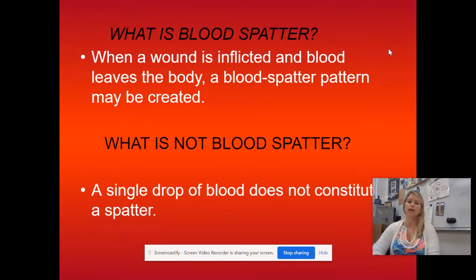So I want you to understand that when we have a blood droplet, we don't typically classify that as blood spatter because a droplet doesn't provide a pattern for us. Whereas several droplets of blood we can look at and analyze, and that would give us a pattern.